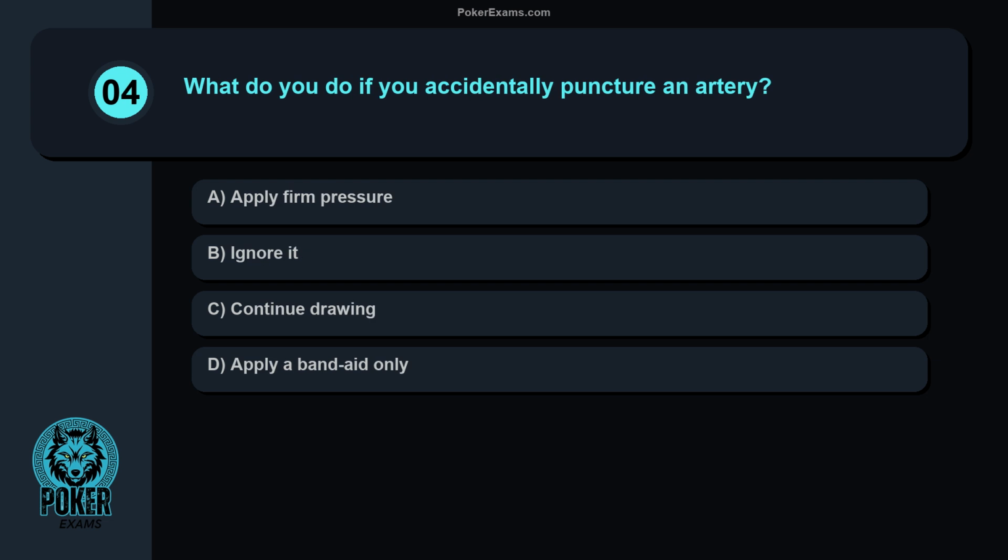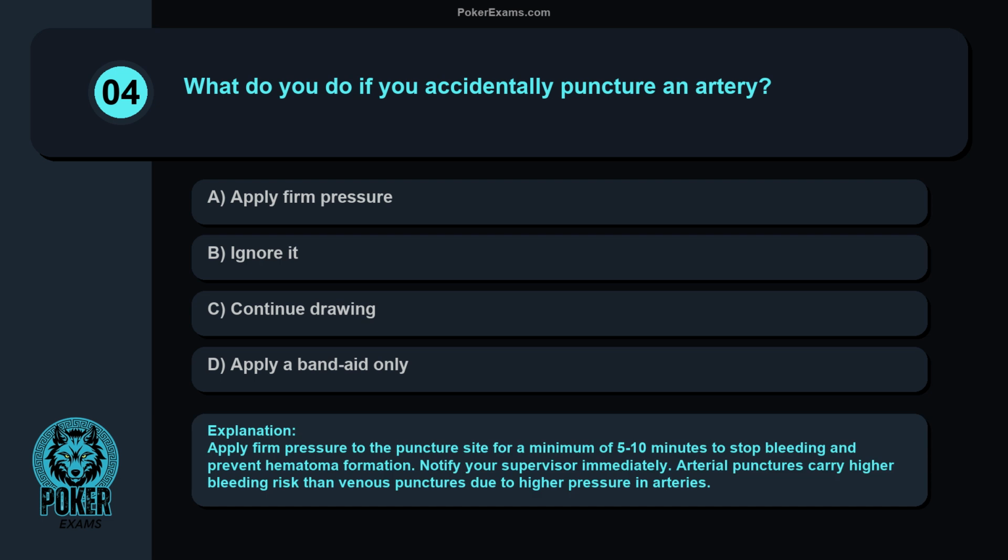Question 4. What do you do if you accidentally puncture an artery? Apply firm pressure. Ignore it. Continue drawing. Apply a band-aid only. Apply firm pressure to the puncture site for a minimum of 5 to 10 minutes to stop bleeding and prevent hematoma formation. Notify your supervisor immediately. Arterial punctures carry higher bleeding risk than venous punctures due to higher pressure in arteries.